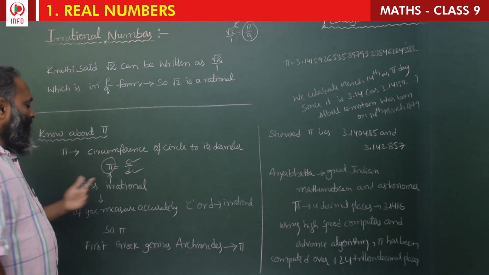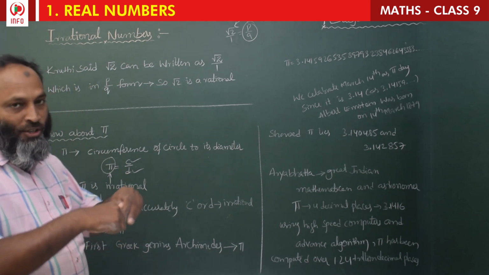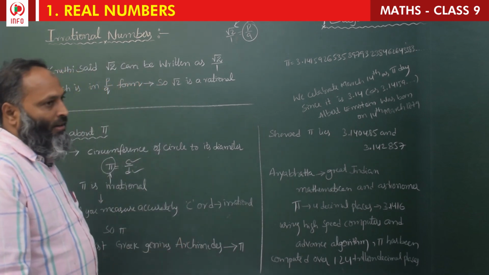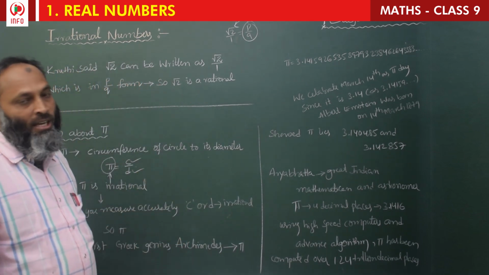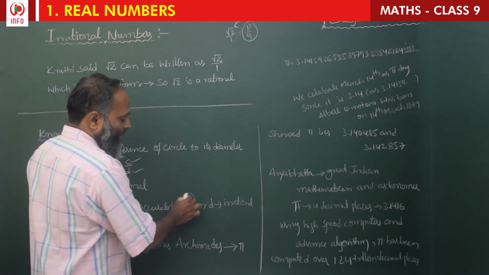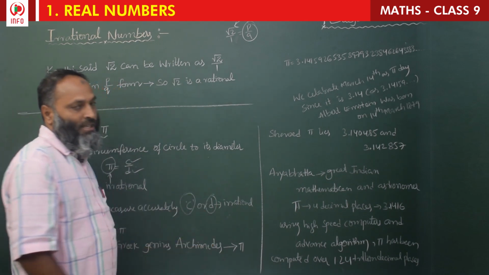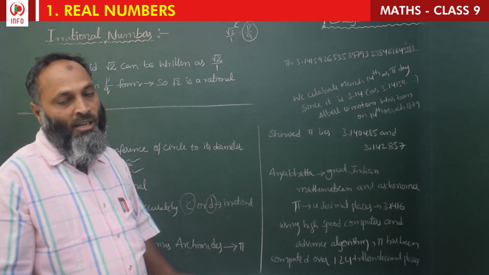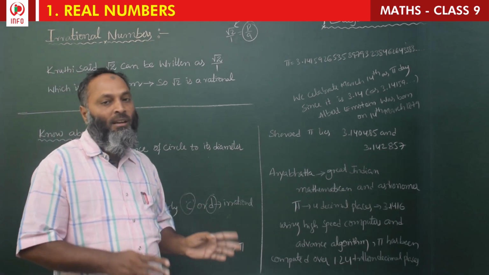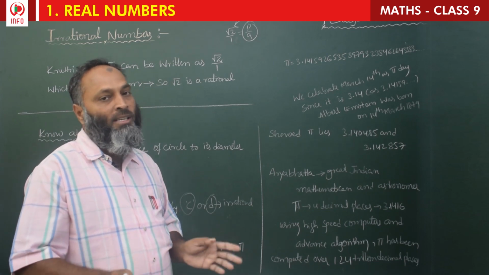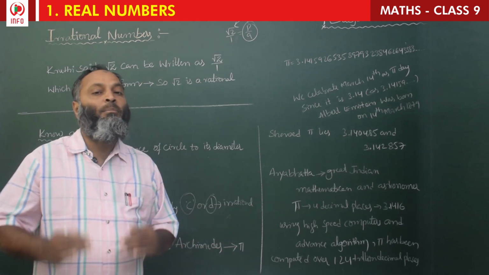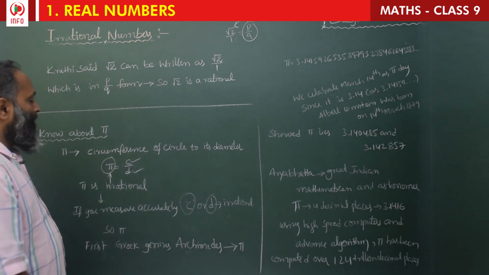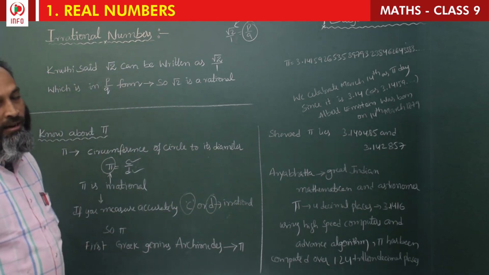So, why is it an irrational number? If we measure accurately the circumference or the diameter of a circle, surely either C or D is an irrational number. Anyone, either the circumference or the diameter of a circle, is an irrational number. So that is why pi is an irrational number, no doubt.